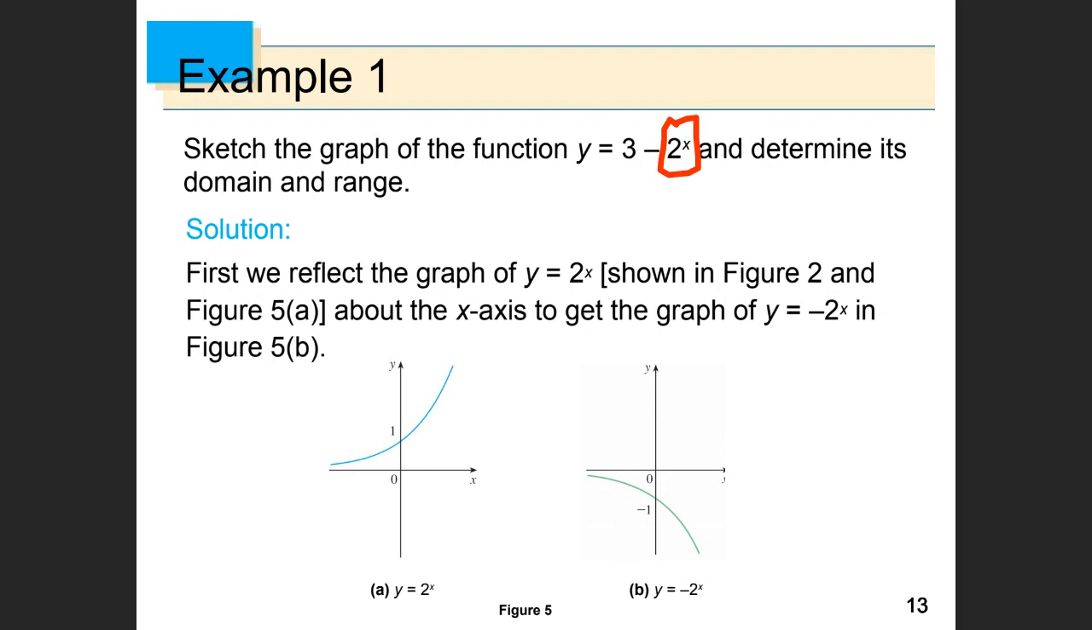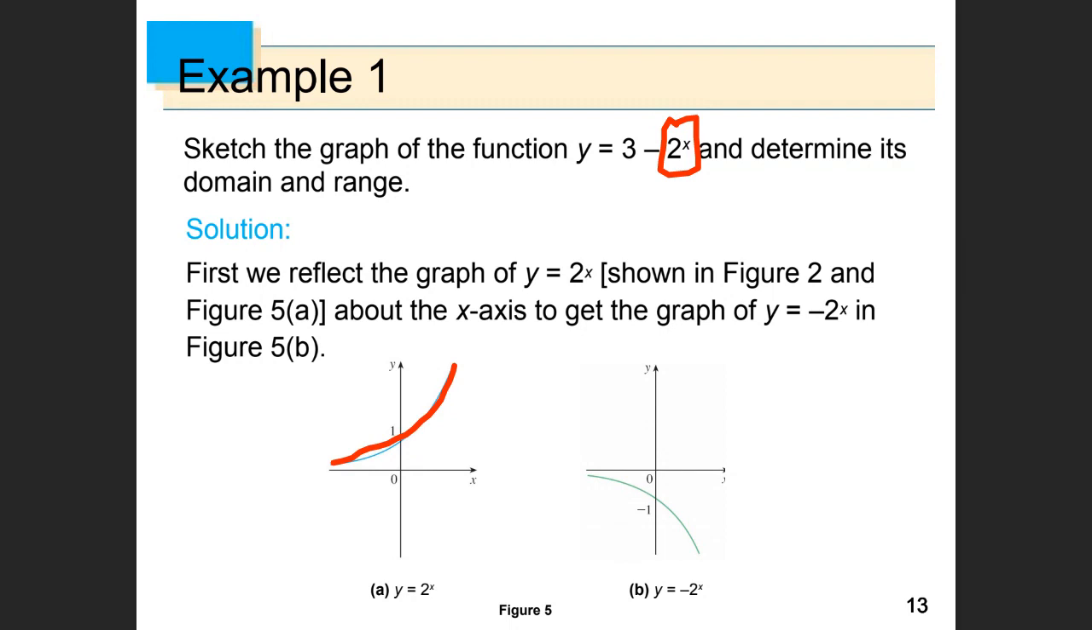The base is 2, meaning that it's bigger than 1. Therefore, it is a function that is growing exponentially. And where does it cut the y-axis? It cuts the y-axis at the point (0, 1). You can see that. So it's easy to sketch the parent function.